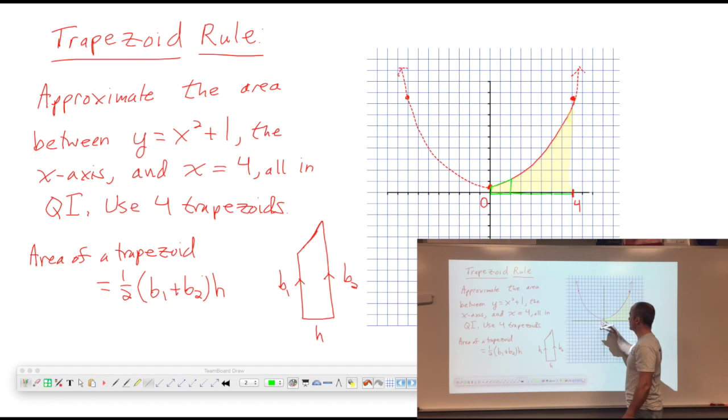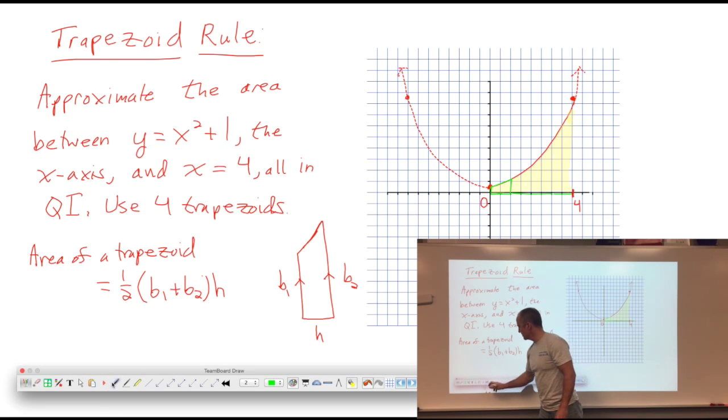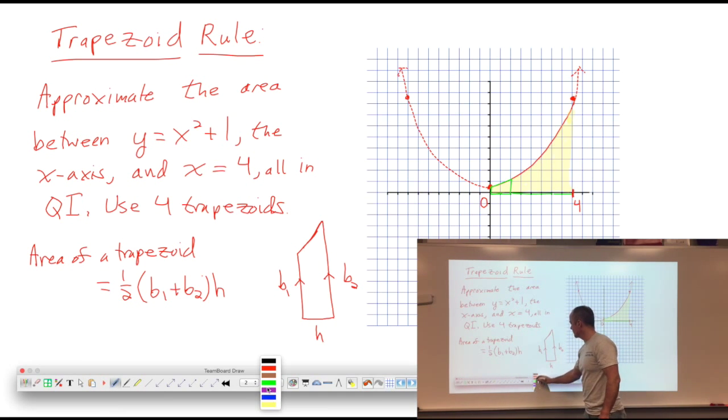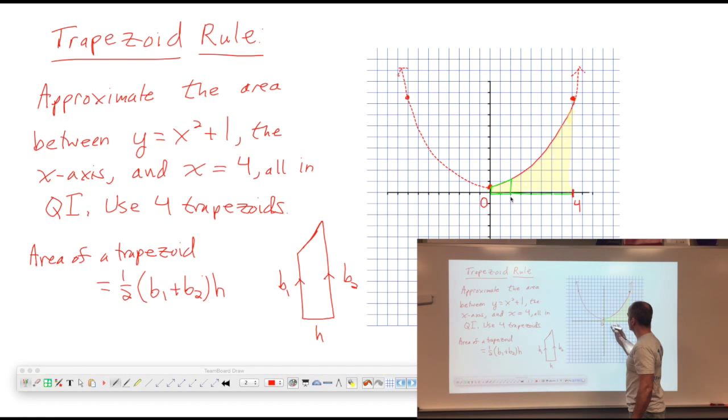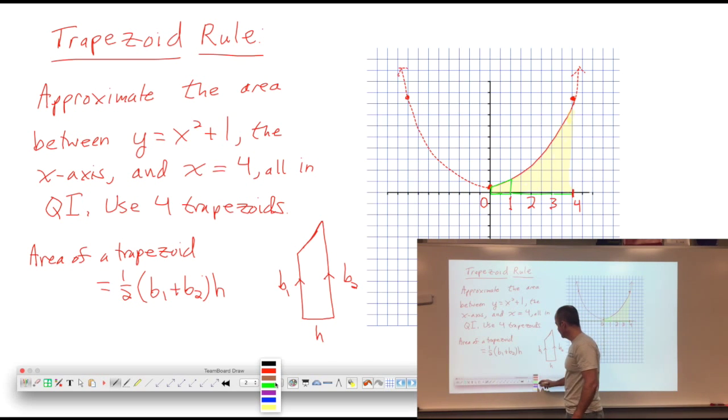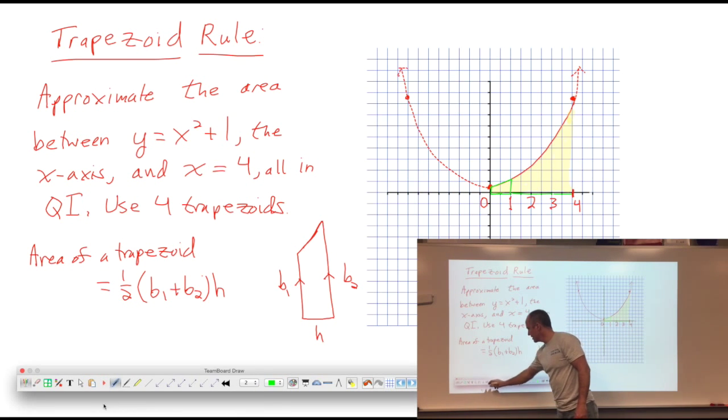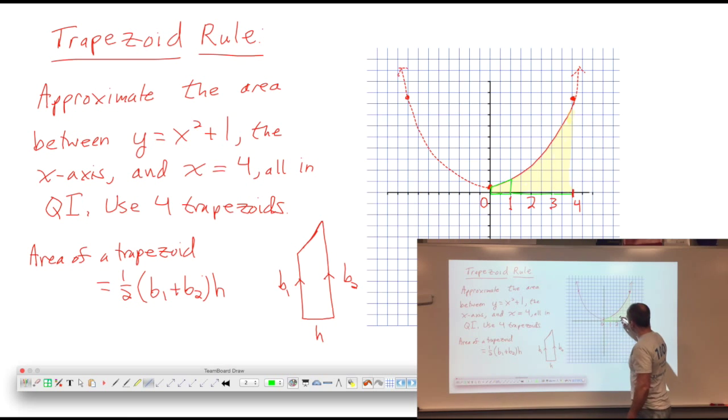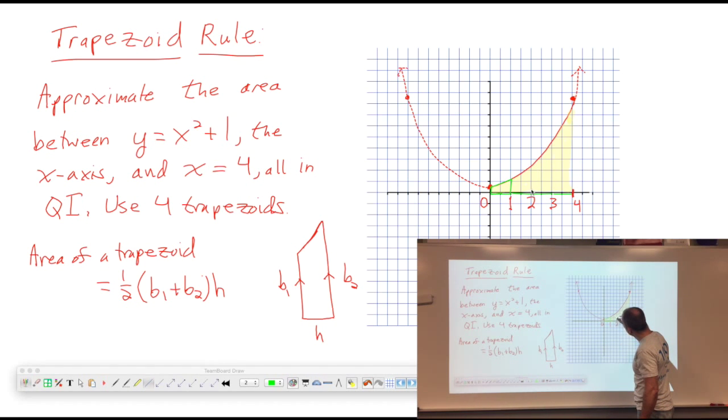Here's my first trapezoid sitting there between 0 and 1. Let me put some better labels in here too before I go on. This is x equals 1, x equals 2, x equals 3, x equals 4 I'd already labeled. Make another trapezoid going from the x-axis up to our curve. We'll make another trapezoid here.